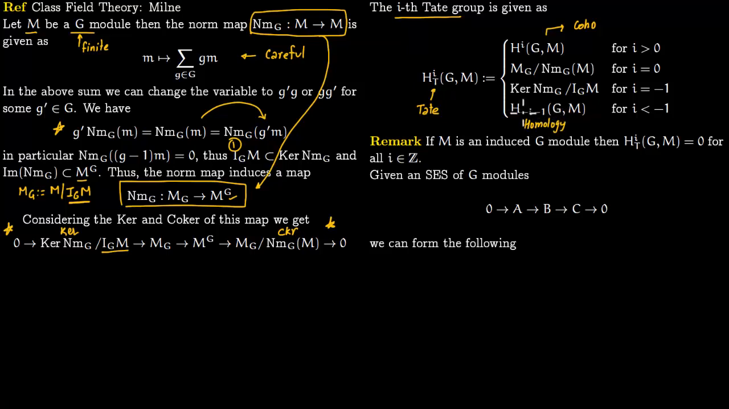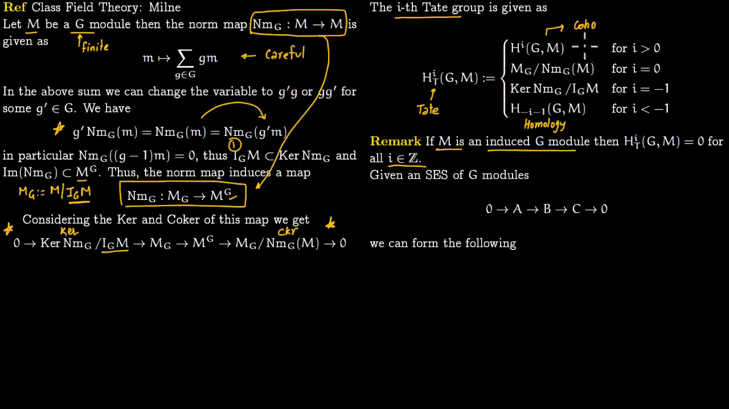Only thing is you are just changing the indices here, so just putting an extra -1. This will be clear once we start drawing it properly. Before we go further, if M is an induced G module, then all these are 0 for all integers. Obviously we are starting with G finite, so induced and co-induced are going to be the same.